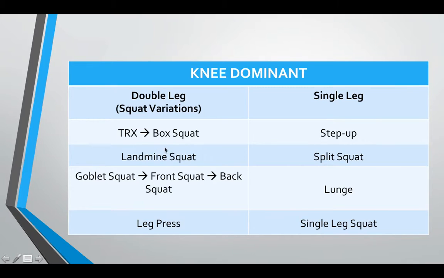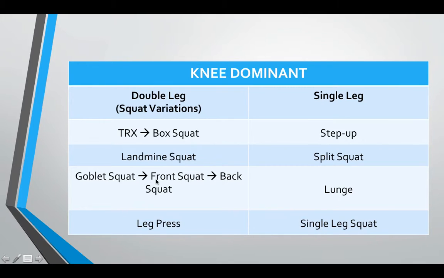Now they're standing about a foot away, reaching their butt back, lightly tapping the box, coming back up. Landmine squat, this is using a barbell fixed to the floor. That's kind of like a counterbalance, a little like a pendulum sort of swing. Goblet squat is a good way to progress to doing the front squat and then the back squat.